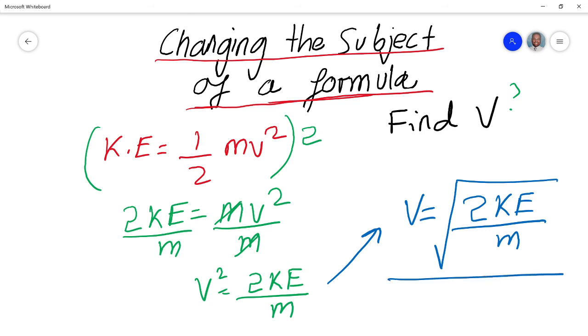So what we've done is we've multiplied by 2, divided by m to get v squared, and then we find the square root because the question asked us to find v. All right, so that's how you can manipulate algebraically or change the subject of a formula, because you will notice that in physics you're going to be having some equations. Some of them are simple equations, some of them are complex equations, and you need to find one of the variables. And unless you understand the topic of algebraic manipulation or changing the subject of the formula, this bit will become really hard.